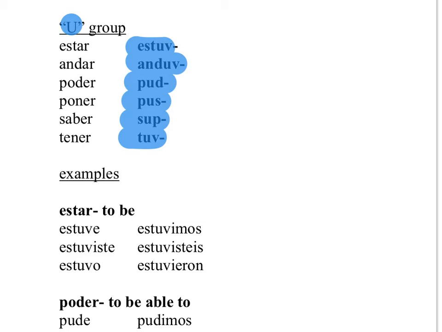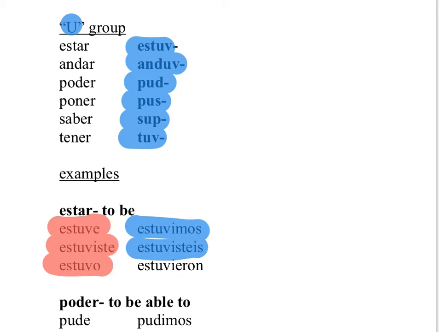We have estar, to be, estuve, estuviste, estuvo, estuvimos, estuvisteis, estuvieron. So again, we see the letter U in all the forms, and it's just easier to remember these verbs together because they're conjugated in a very similar way.